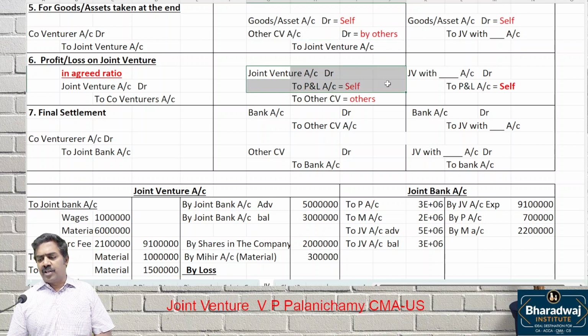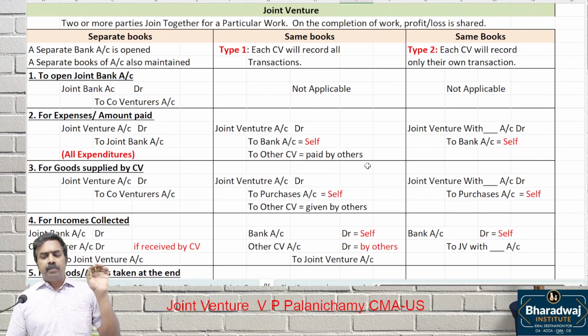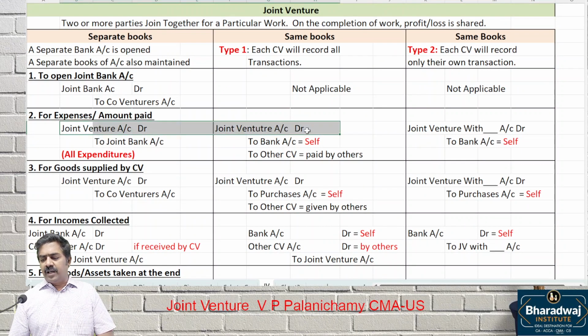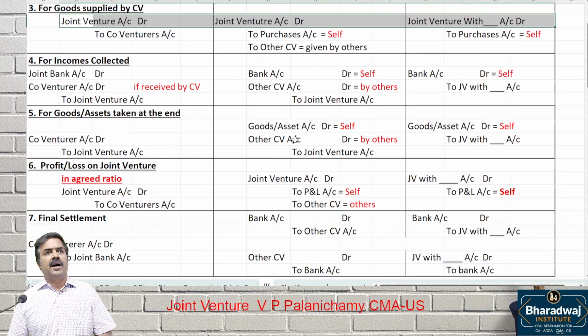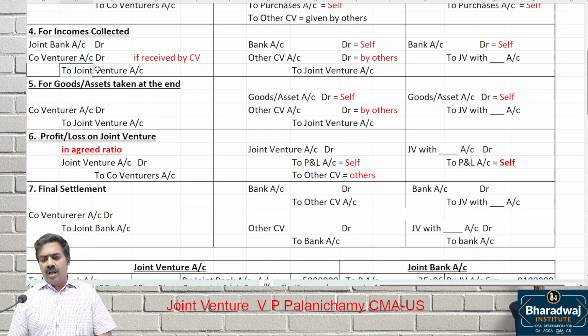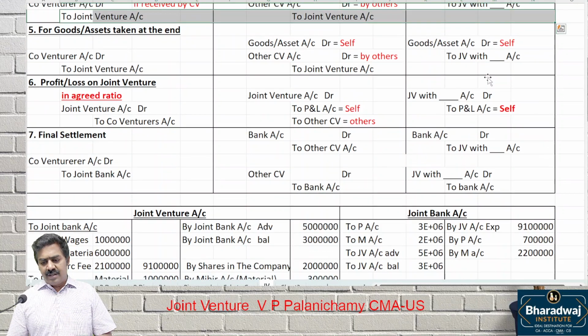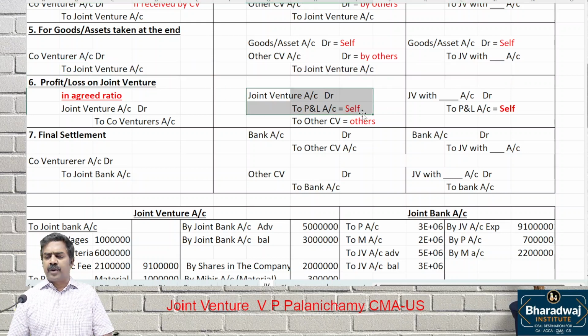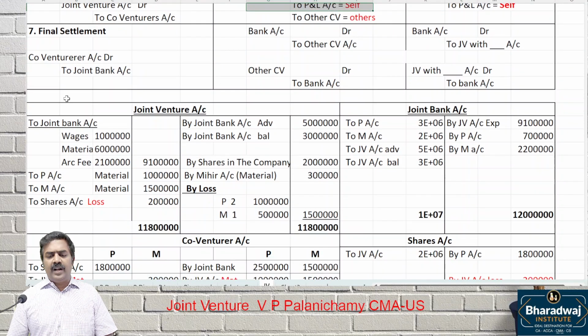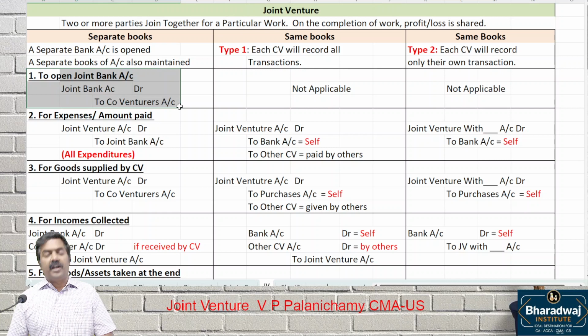Then my profit I will transfer to P&L account. Your share I will transfer to your account. Then final settlement depends on the ledger: either I will pay the money or I will receive the money. But remember, the basic principle is all expenses are debited to which account? Joint venture account. All expenses, let it be goods or assets or any other expense, will be debited to joint venture. All incomes are going to be credited to which account? Joint venture account. All incomes and goods taken over are credited to joint venture account. There also profit will be shared by co-venturers. Only thing is that joint bank account will not be there.